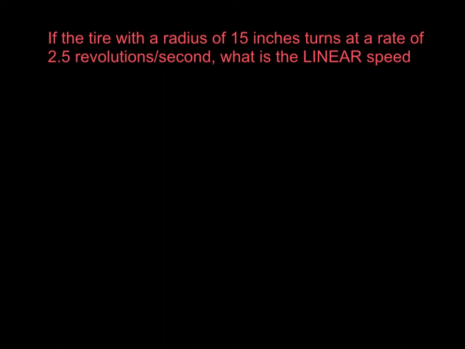If the tire with a radius of 15 inches turns at a rate of 2.5 revolutions per second, I want to know what the linear speed is. So basically your linear speed is your V equals your S over your T. If you think back to distance equals rate times time, your distance, your S, equals your rate times your time. And in this case, your distance is going to be your r times your theta.